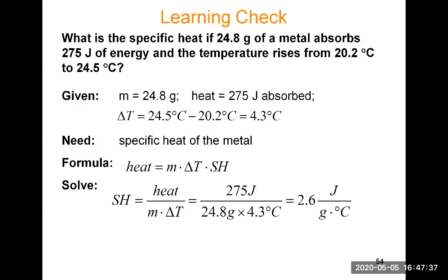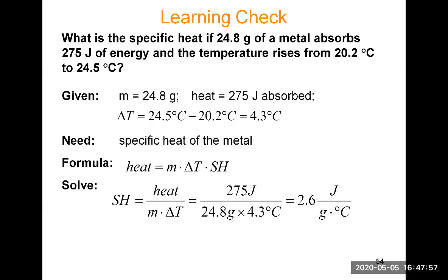Here we are limited to 2 sig figs by the temperature change. The temperature change has only 2 sig figs, 4 and 3. The energy had only 3 sig figs, the mass 3. So we are limited to 2 sig figs by the temperature change.